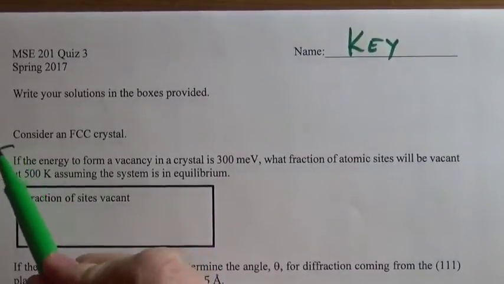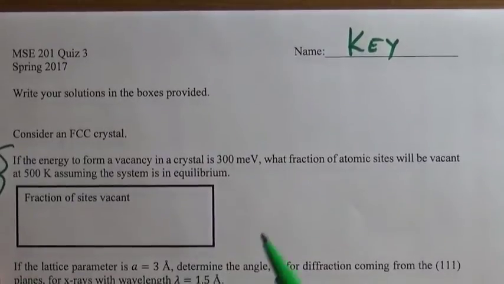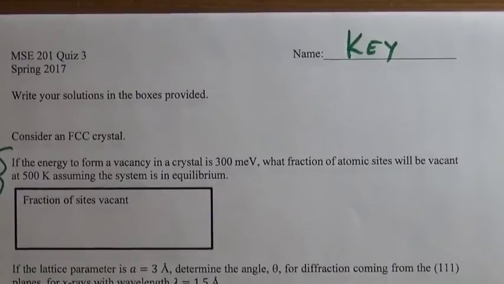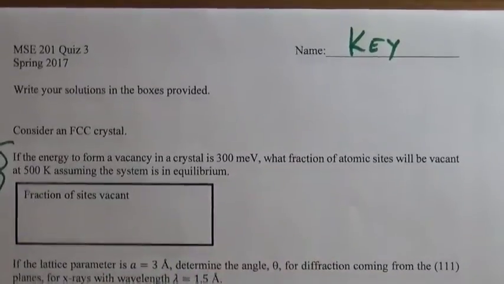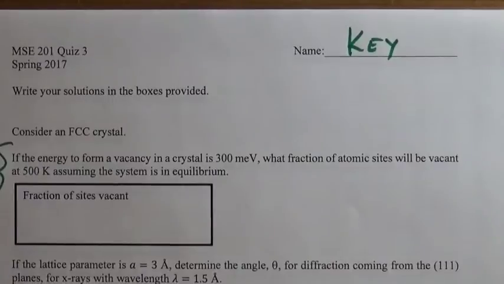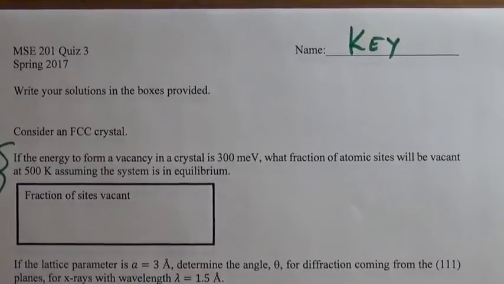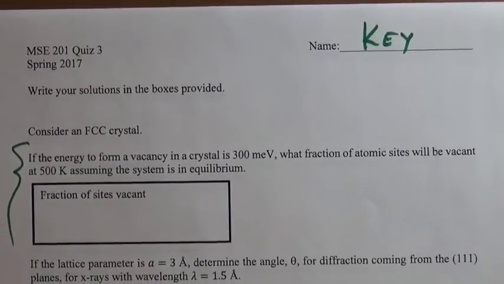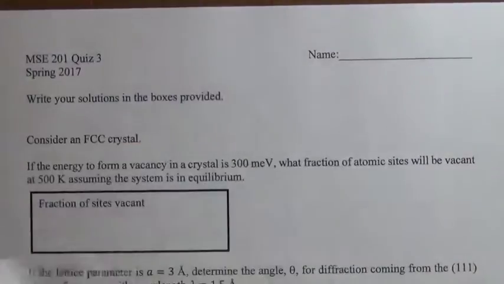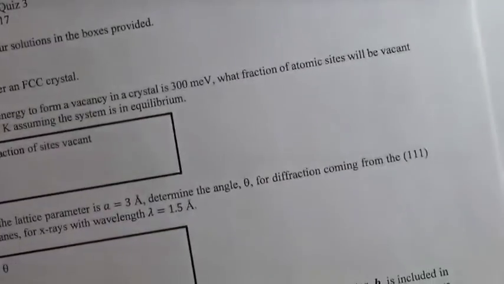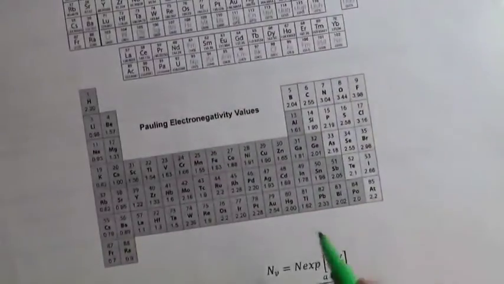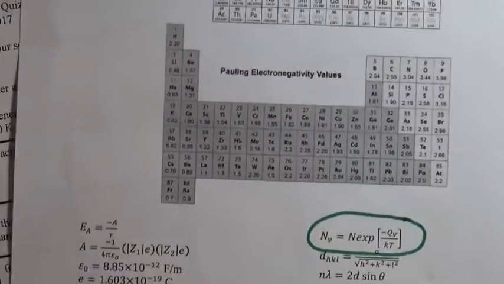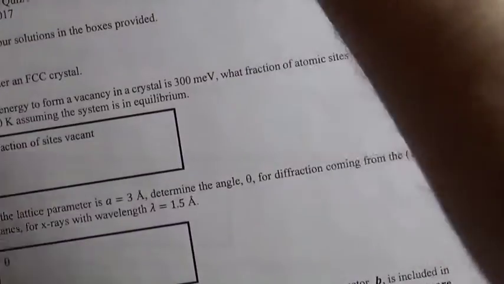This first part of the problem talks about the amount of atomic sites with vacancies given a temperature and given an activation energy. So that should tell you that we're dealing with the Arrhenius relationship that we have back here.